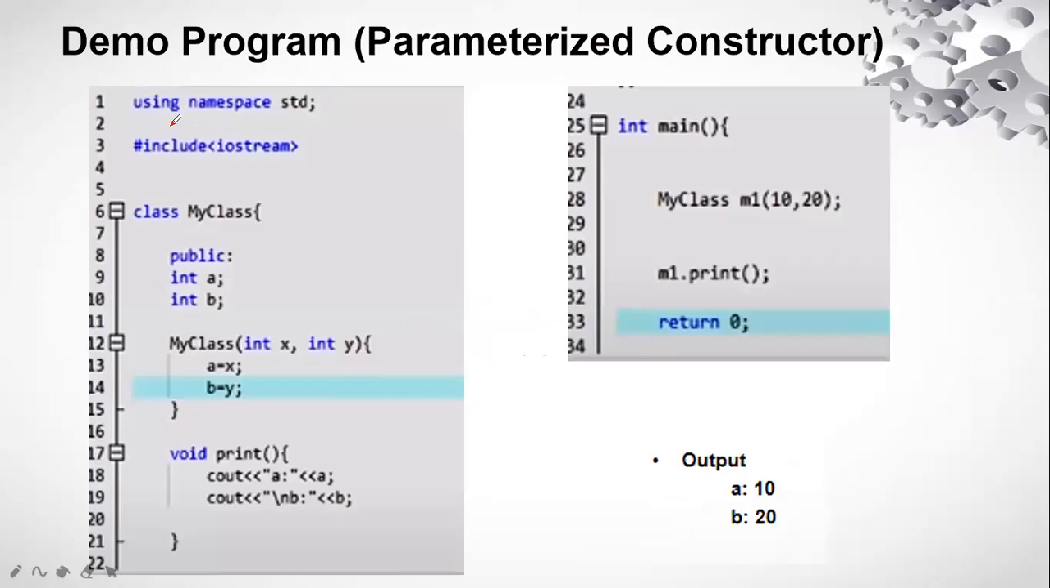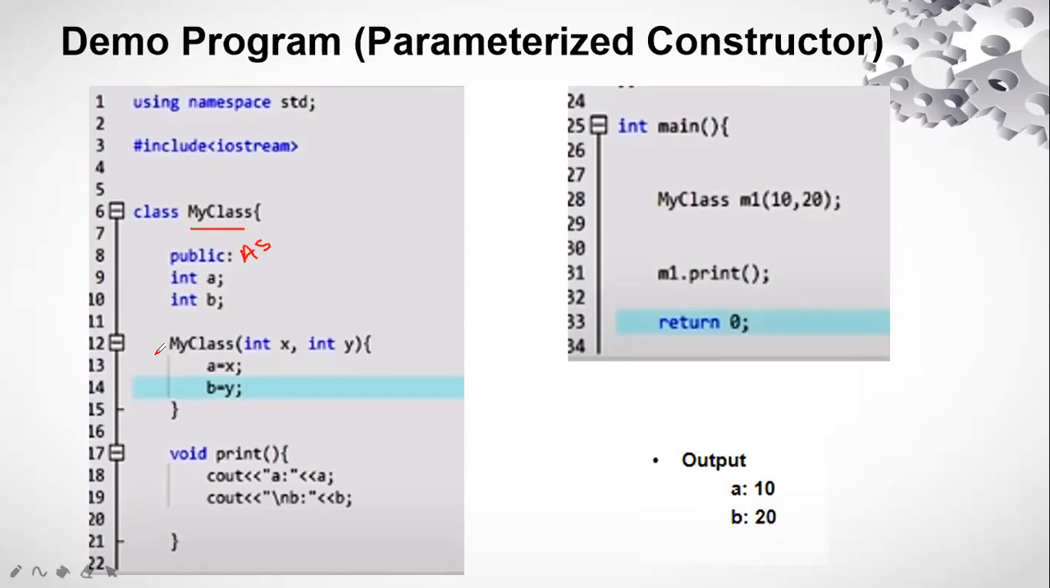Now here you see it is using namespace std, the same thing, include iostream. Now see, this is the part where I have started with the class. I have defined the class out here. The name of the class is MyClass. Curly braces is started. This is the access specifier, that is public. int a; int b; these are the variables.